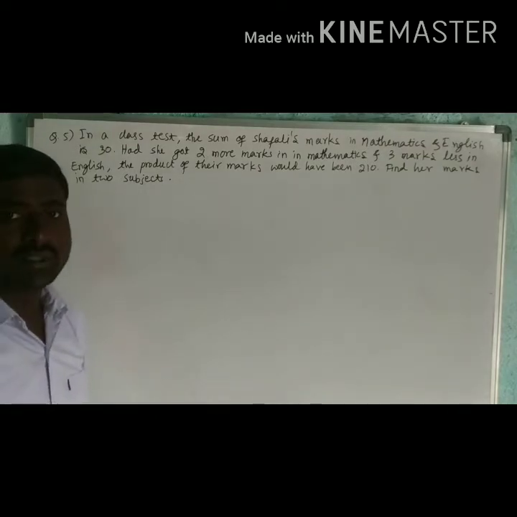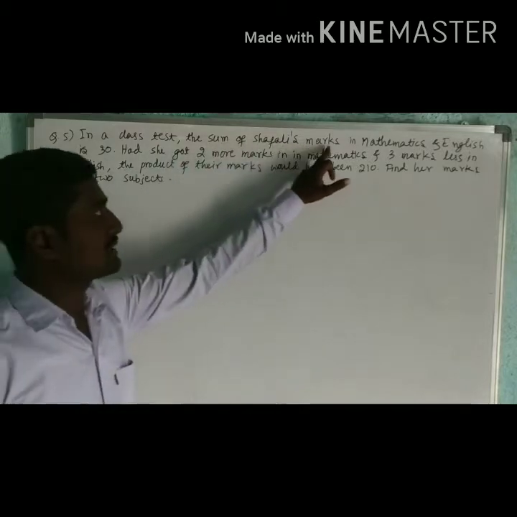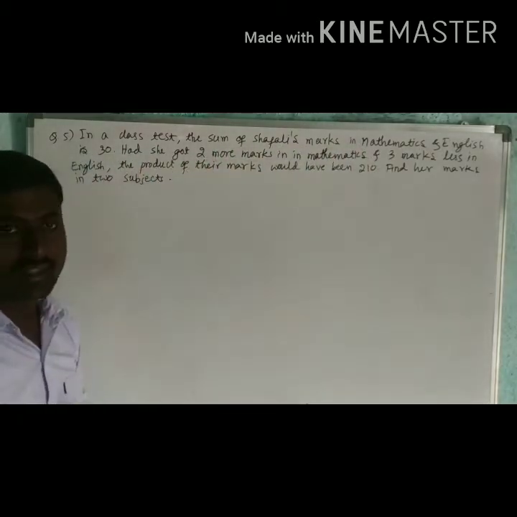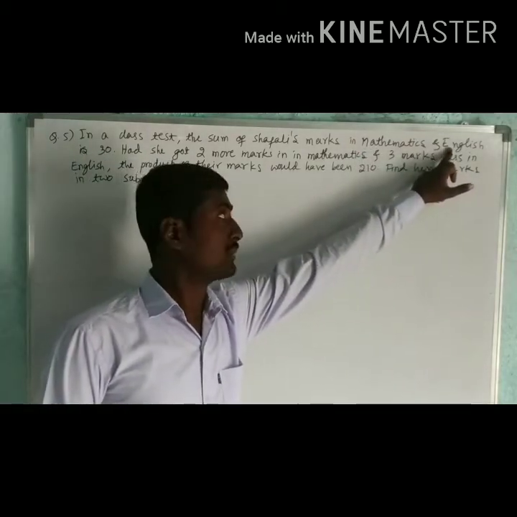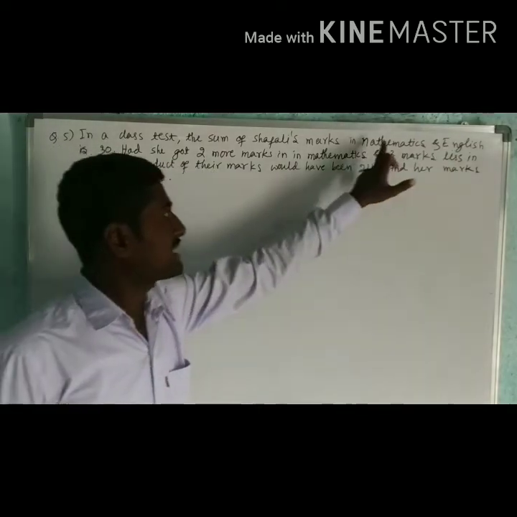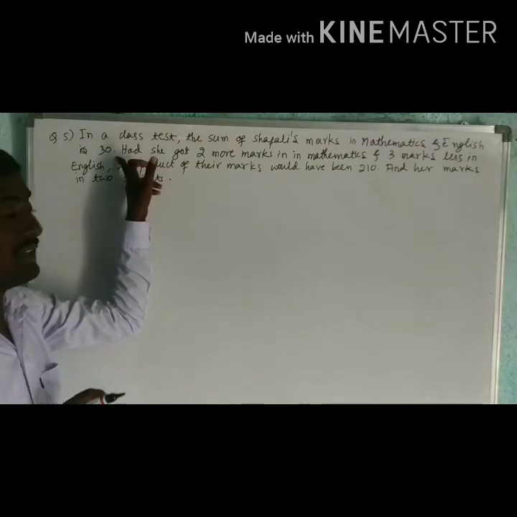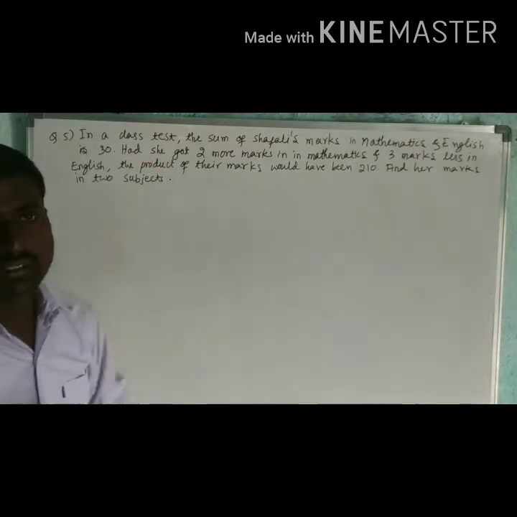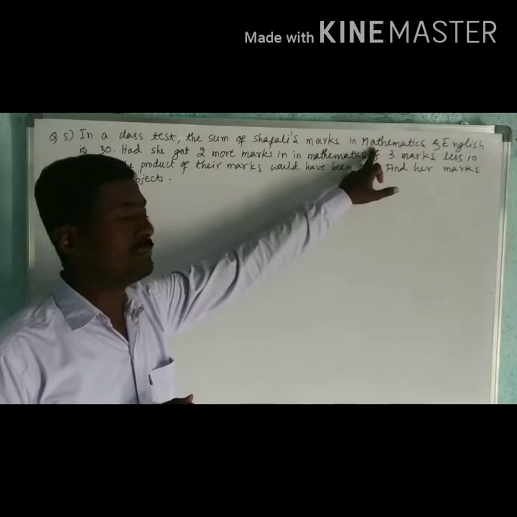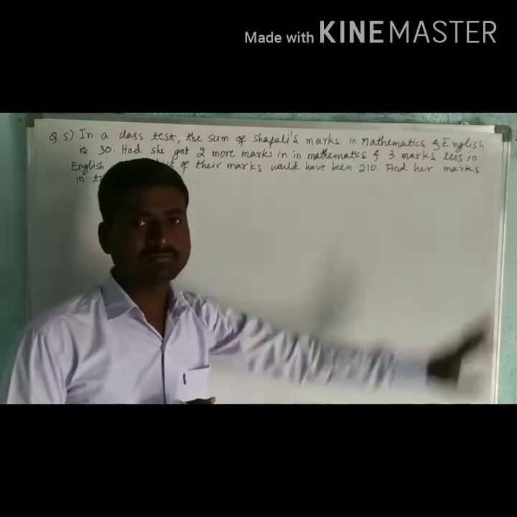The same question we can solve by using the concept of linear equations in 2 variables. How can we solve? Let us see. The sum of Shefali's marks in mathematics and English is 30. I will take the marks in mathematics as x, marks in English as y. So x plus y is equal to 30. One equation you get. For linear equations in 2 variables, you should get 2 equations.